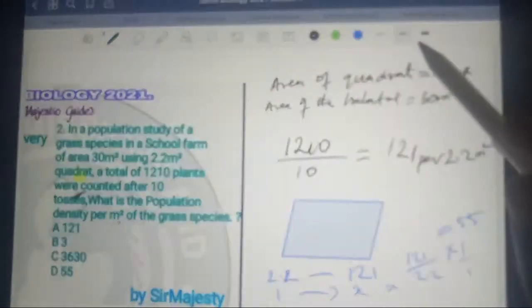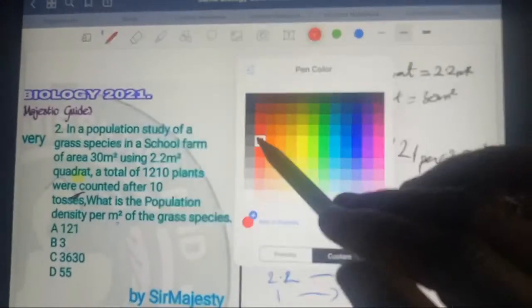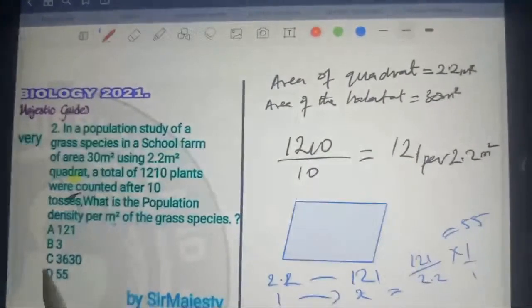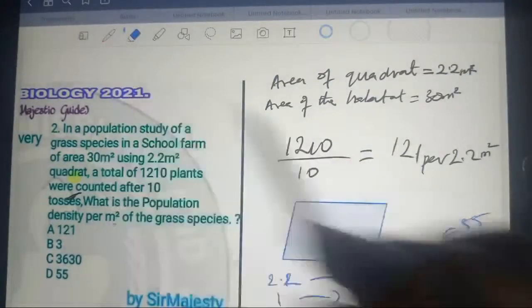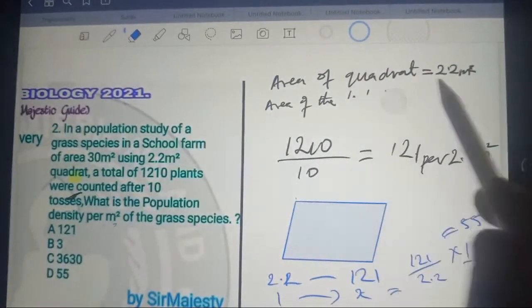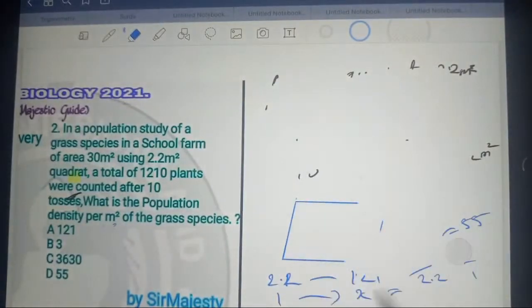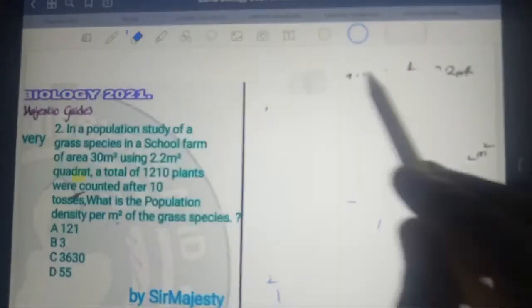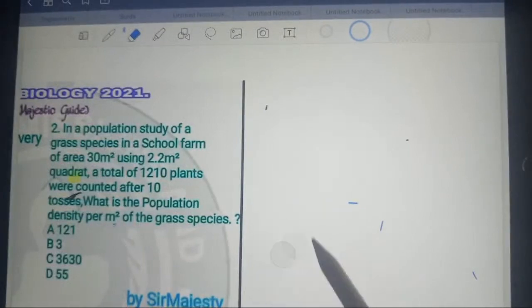We won't be using this 30 meters square that was given to you, so that one shouldn't confuse you. If you have a question or questions based on this one I've calculated, you ask. But if you don't have, I move to the next question, which is question number 3 and 4.